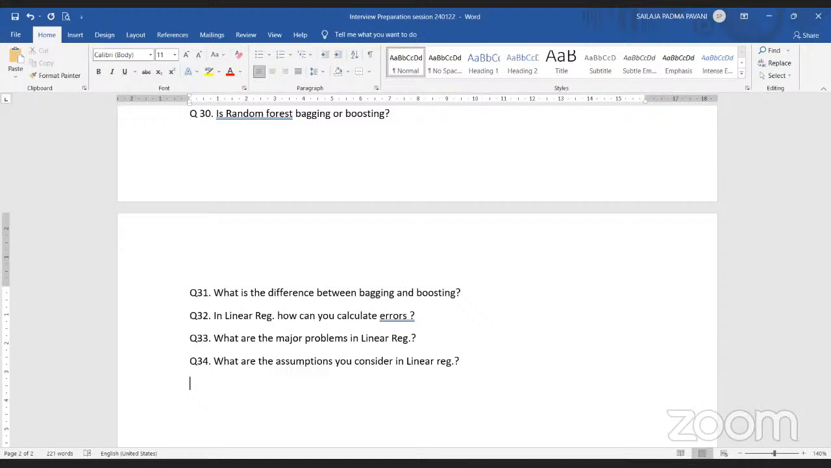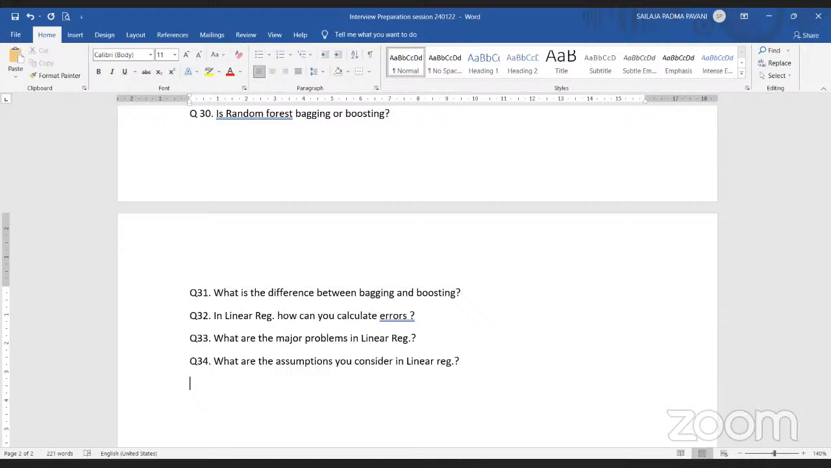How many assumptions do you make? We have to make 4 assumptions in case of linear regression. In any regression model, you have to make the 4 assumptions. First one is linearity. What is that linearity? Linearity means the relationship between X and Y. So the first point is linearity, the relation between X and Y.